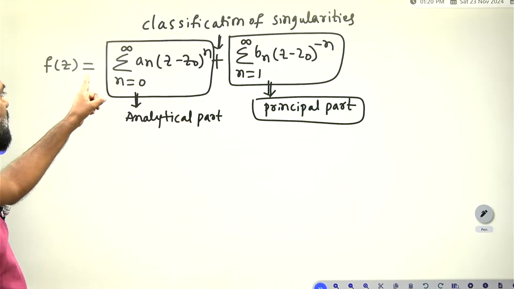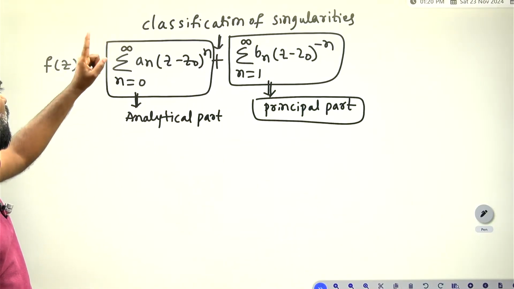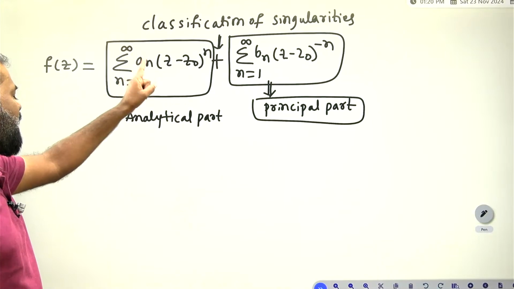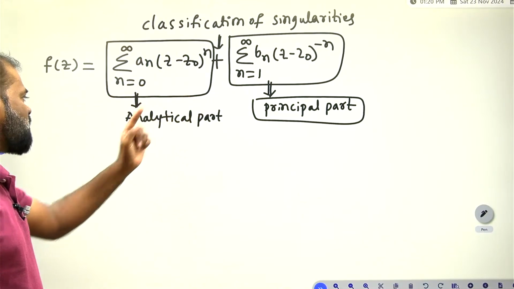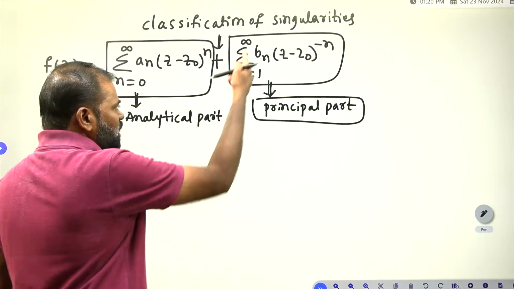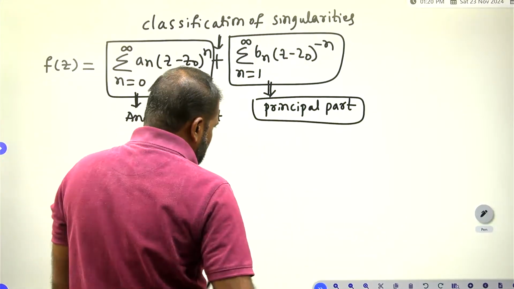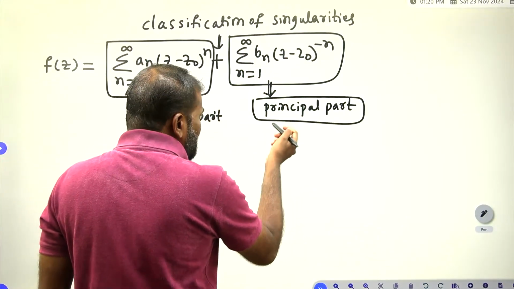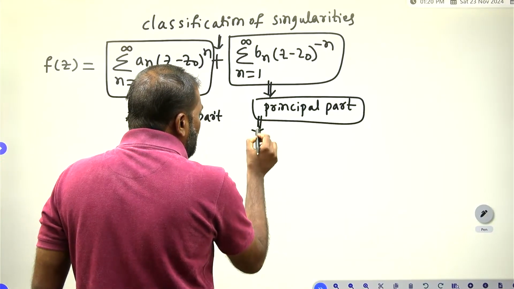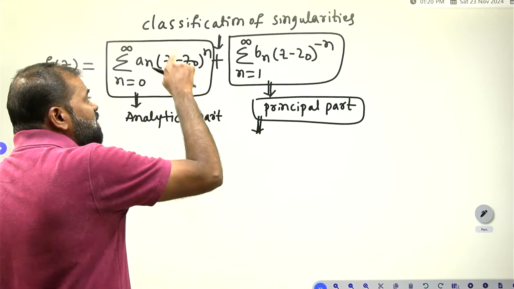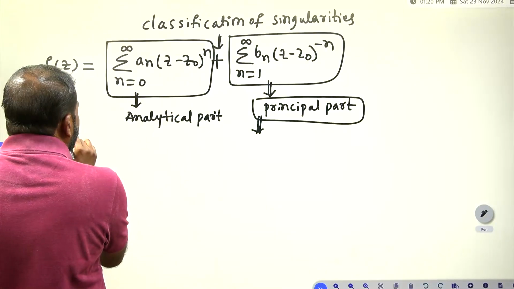f(z) = summation n = 0 to infinity of a_n (z - z0)^n is the analytic part, and the other is the principal part. Based on this principal part, we are classifying the singularities.